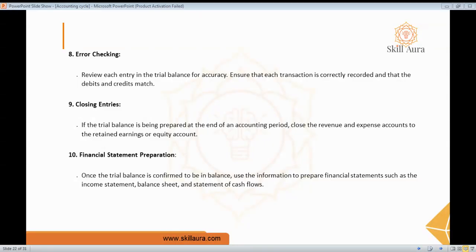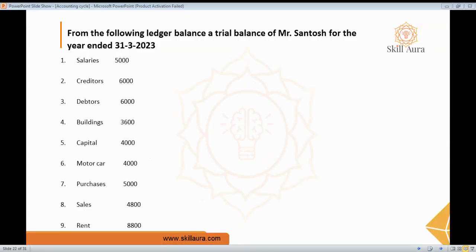After preparing this trial balance, at the end of the accounting period you close the revenue and expenses accounts to the retained earnings or equity account. And the last one is financial statement preparation. Once the trial balance is confirmed to be balanced, use the information to prepare the financial statements like income statement, balance sheet, and statement of cash flow.